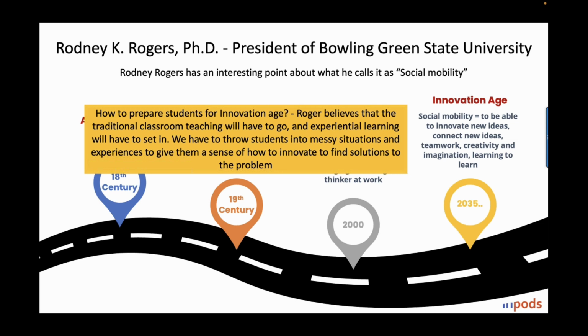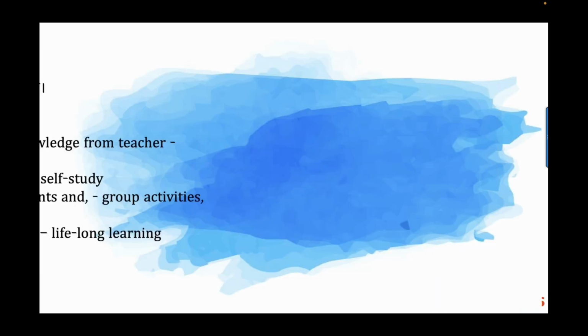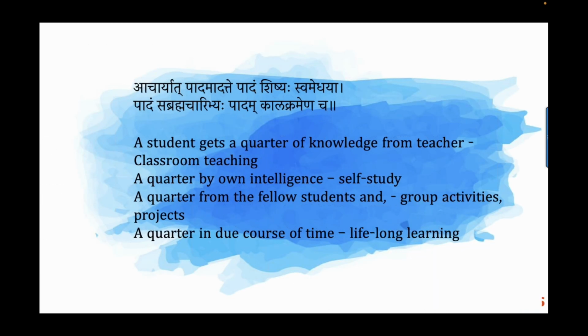So, what Roger believes is that, to prepare students for the innovation age, traditional classroom teaching will have to go and experiential learning will have to set in. We have to throw the students into messy situations and experiences to give them a sense of how to innovate, to find solutions to problems. That's how he describes this issue.